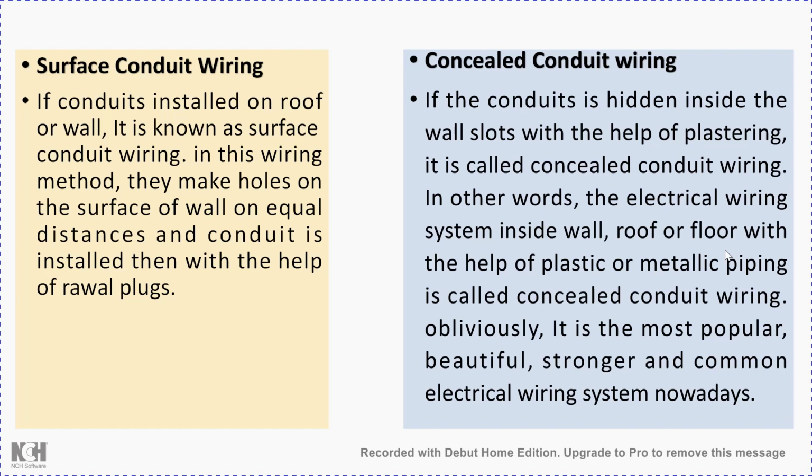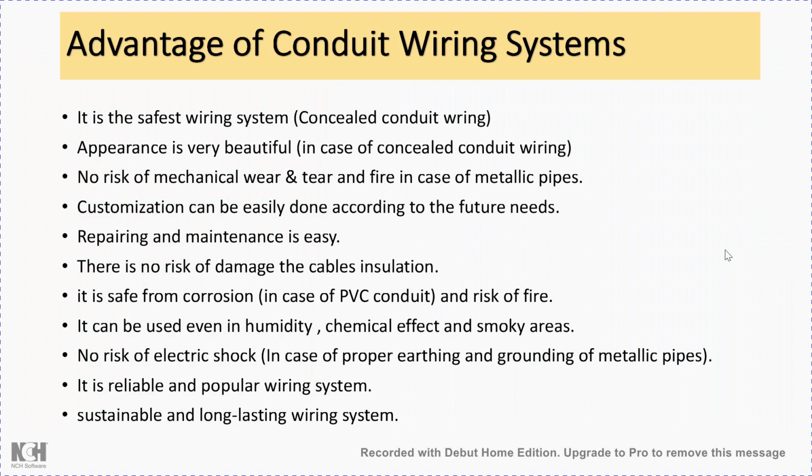Now let us see the different advantages of the conduit wiring system. First, it is the safest wiring system because it is not exposed. Appearance is very beautiful. No risk of mechanical wear and tear because they are not exposed to environmental conditions. Customization can be easily done according to future needs, so provision will be made in the beginning for future alterations and customizations. Repairing and maintenance is also easy. There is no risk of damaging the cable insulation as they are covered. It is safe from corrosion, and the risk of fire is low.